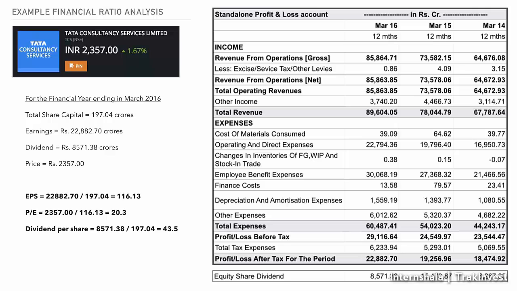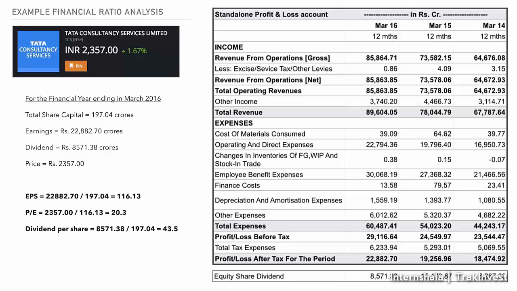Now, dividend yield is this dividend per share by the stock price. This essentially tells you how much dividend you are earning per rupee invested, per 100 rupees invested rather, because it's a dividend yield percentage.